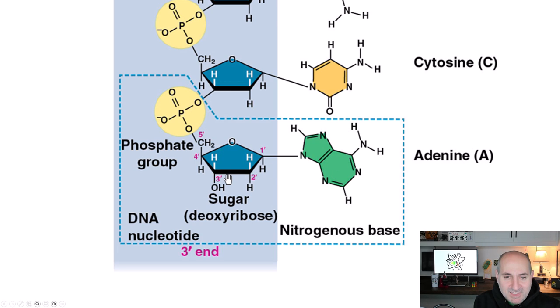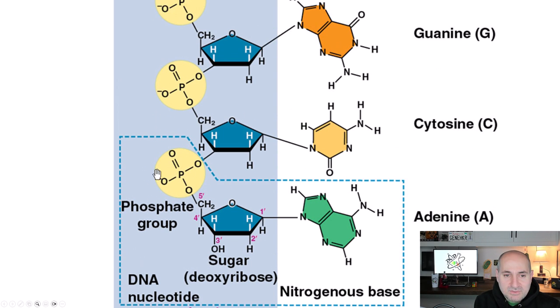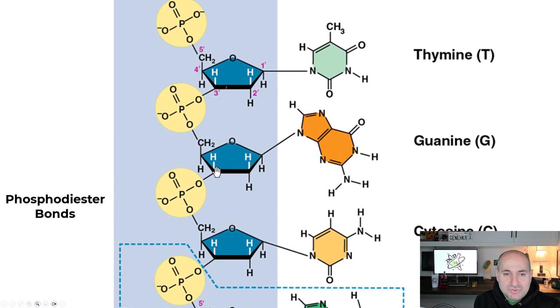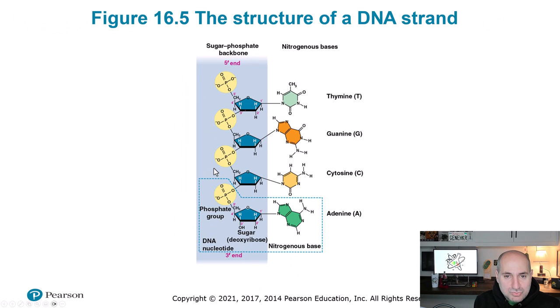And remember that in DNA, these nucleotides link together. You see how this phosphate group is linked to the next nucleotide by binding to the 3' carbon of the deoxyribose sugar. This is how nucleotides link together. Remember, those bonds were called phosphodiester bonds. And this forms a strand. This is a DNA strand. So this would be a strand of DNA 4 nucleotides long.